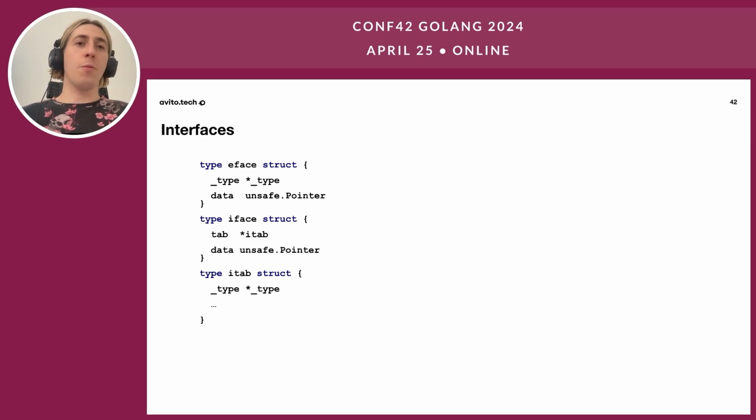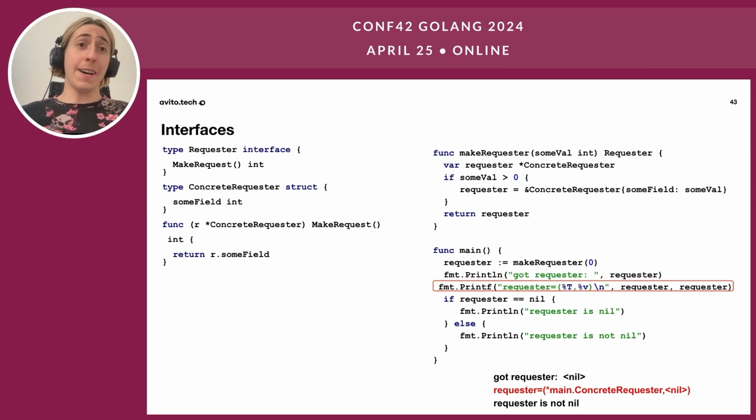Now let's see what exactly lies in these fields for our requester variable. This is where the legs grow. Despite the fact that the actual value of the variable is nil, the type is not, which leads to the fact that the requester does not equal nil.